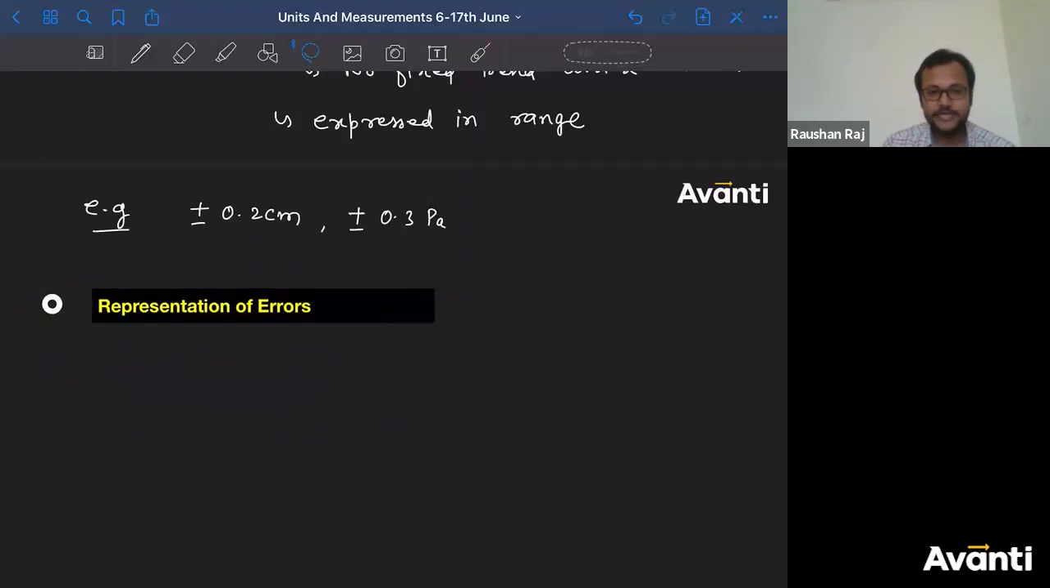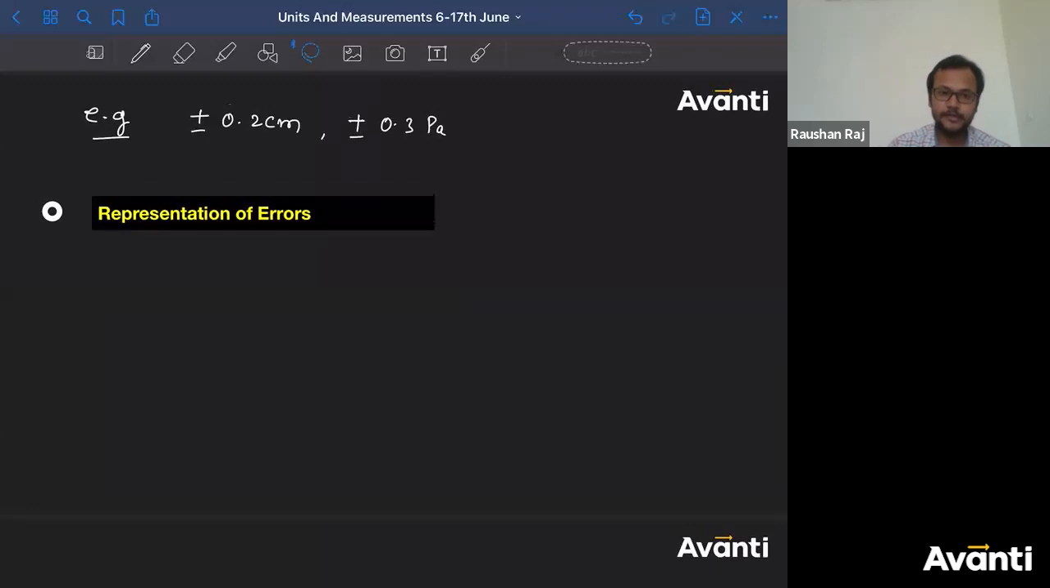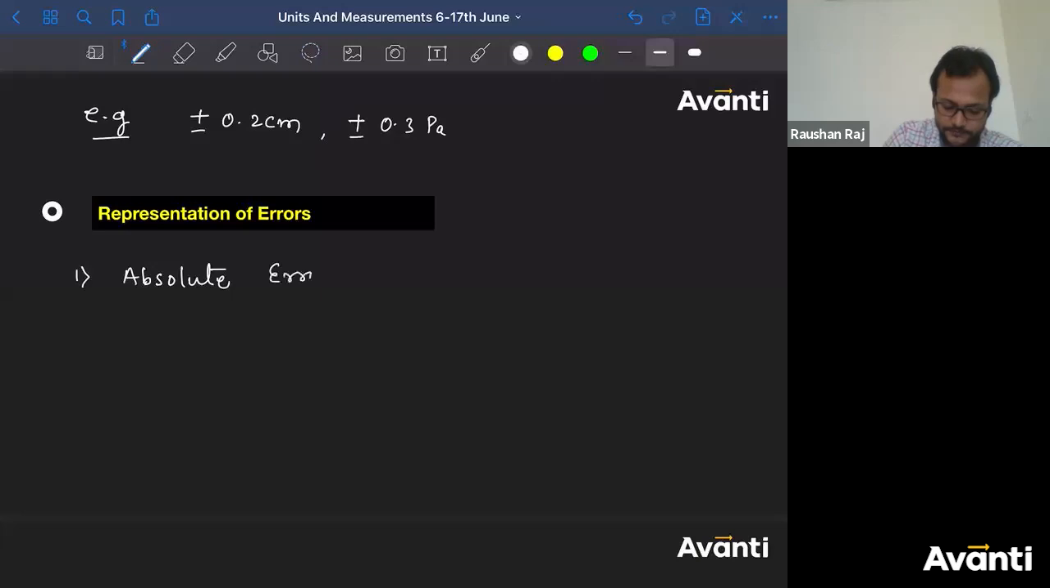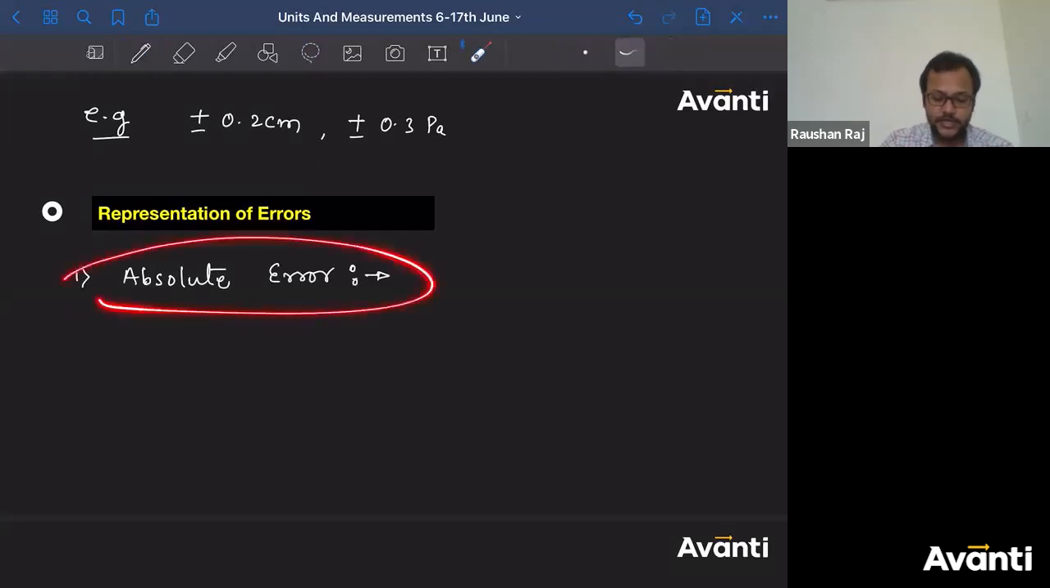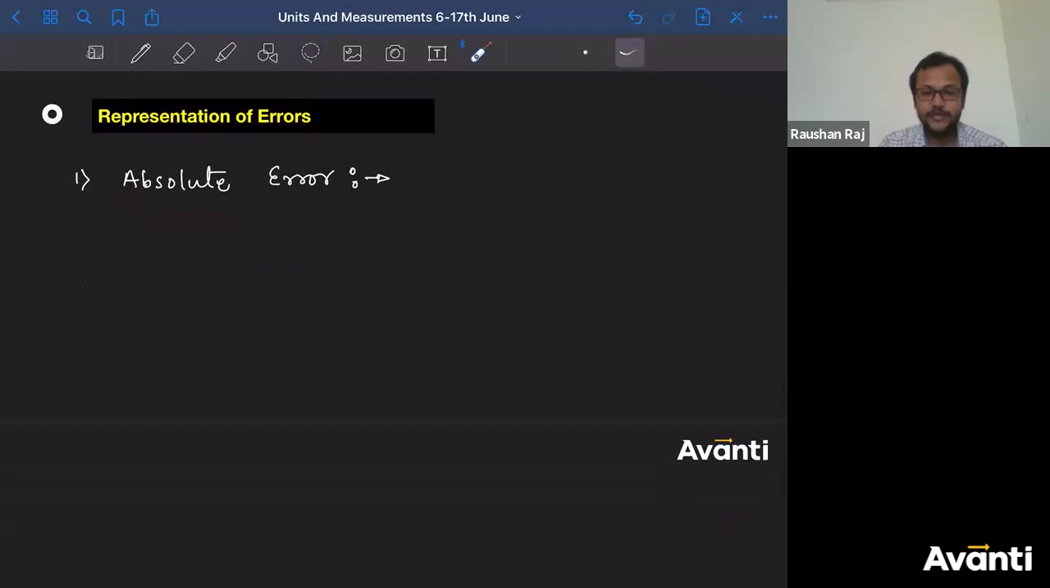Now let us talk about representation of errors. How can we represent error? Okay? What are the types of representation? The first type is absolute error. Sometimes in some of the books you'll find that absolute error, mean absolute error, relative error, they are written as the types of error. But do you think they are types of error? No, I don't think they are types of error.